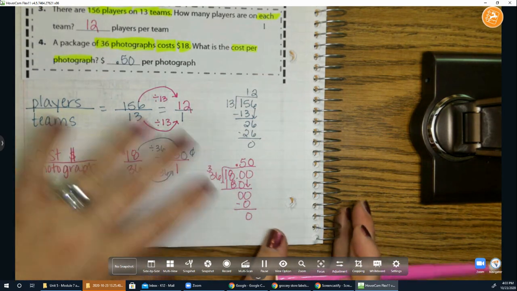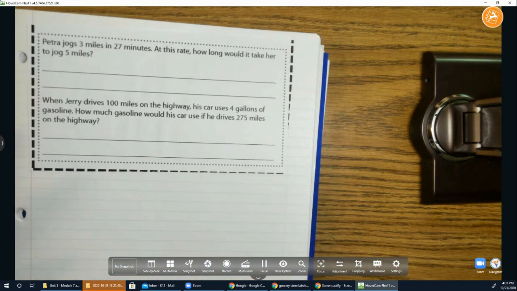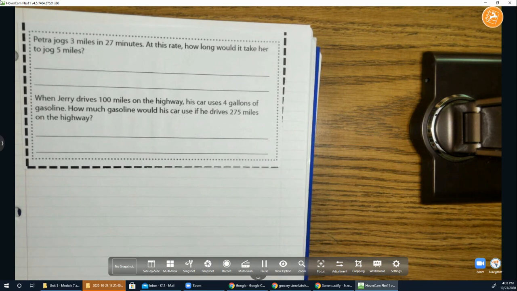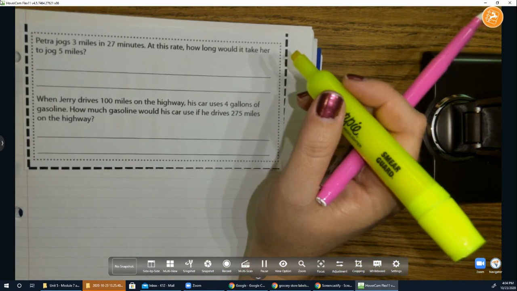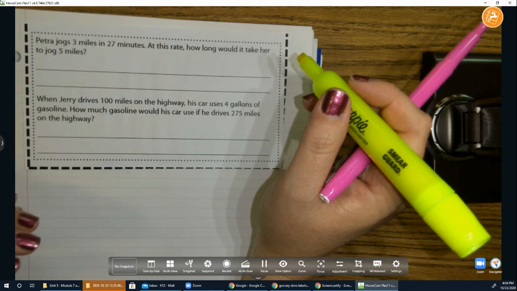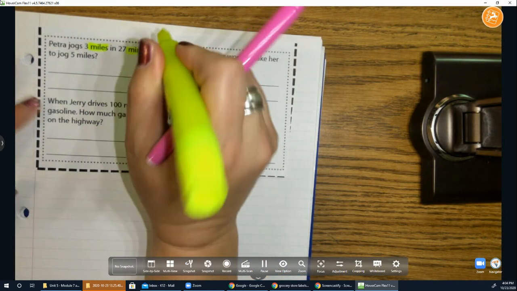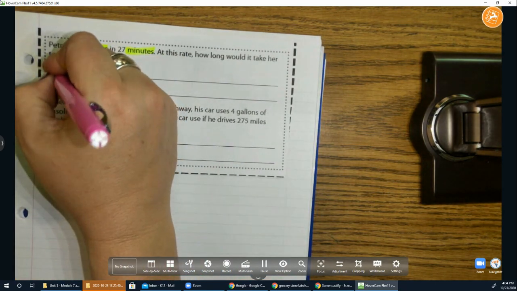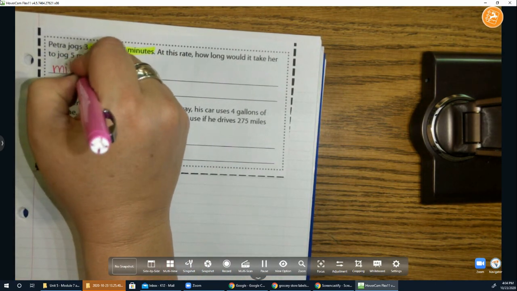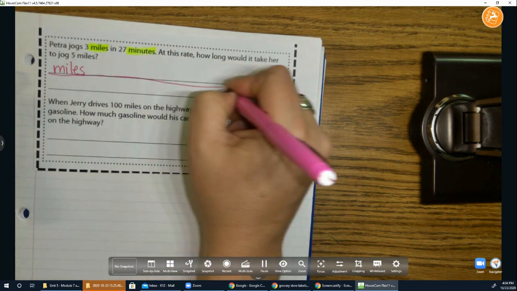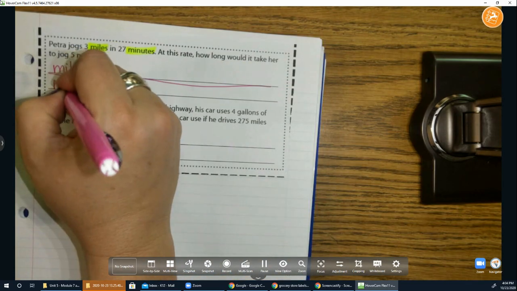All right, so let's flip our page over and let's talk about Petra. Petra jogs 3 miles in 27 minutes. At this rate, how long will it take her to jog 5 miles? So I'm looking for words of what I'm comparing. Well, miles and minutes is what I'm comparing. So miles is going to go on top and minutes is going to go on the bottom.